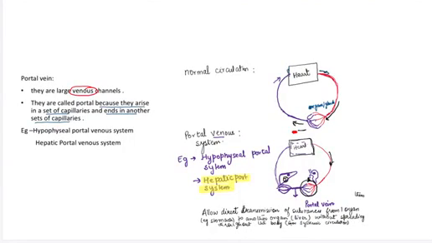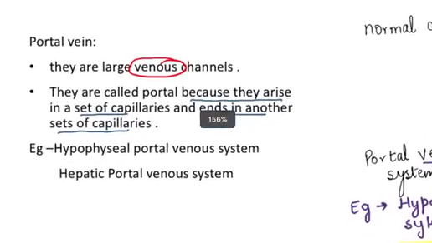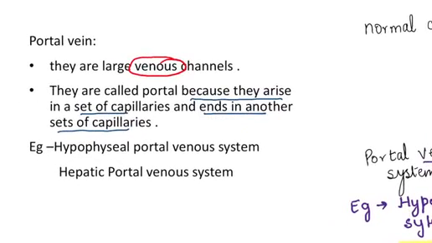To understand hepatic portal vein, first let us understand what is a portal vein. Portal veins are the large venous channels. They are veins and therefore they contain venous blood. They are called portal because they arise in one set of capillaries and end in another set of capillaries.